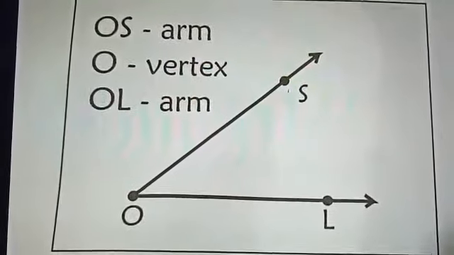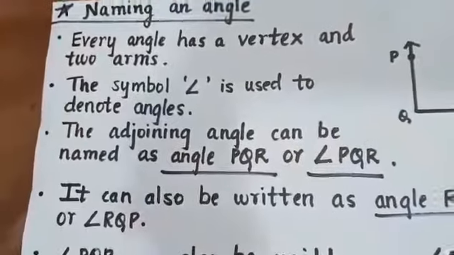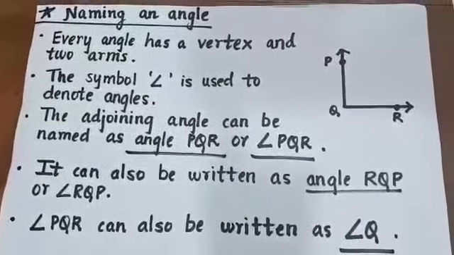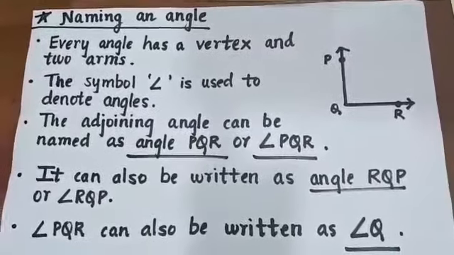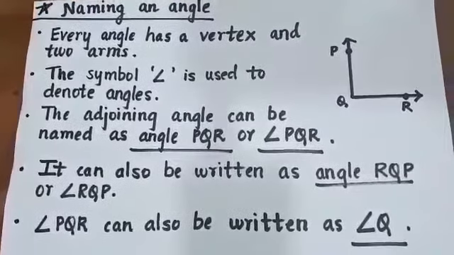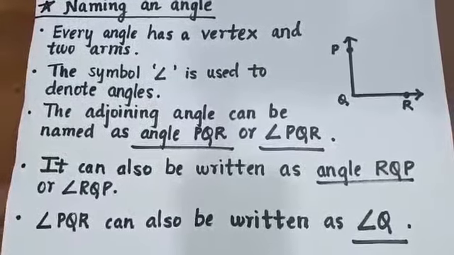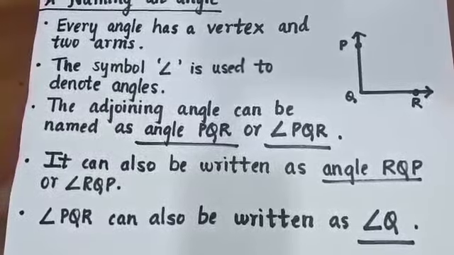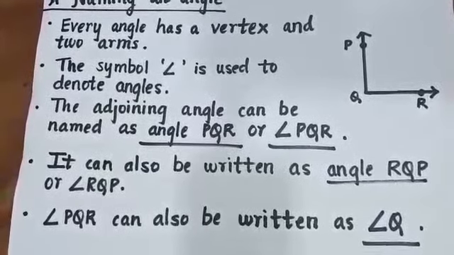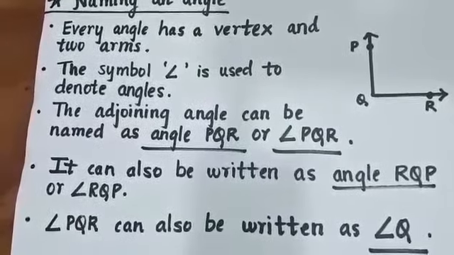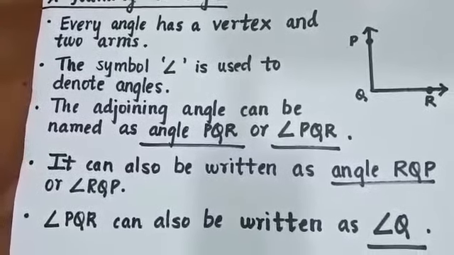Naming an angle. Every angle has one vertex and two arms. Let us learn to name an angle. The symbol ∠ is used to denote angles. The adjoining angle can be named as angle PQR, and in symbols it is written as ∠PQR. Angle PQR can also be written as ∠Q.